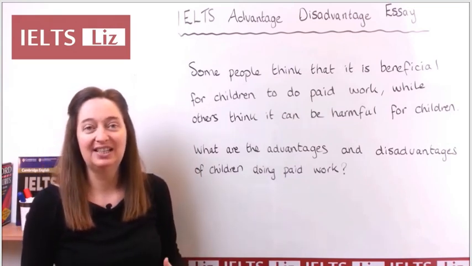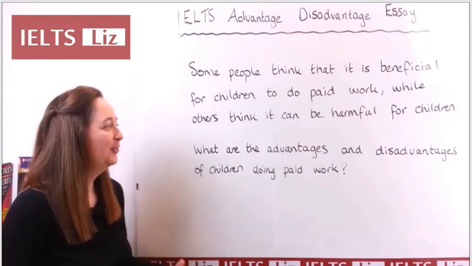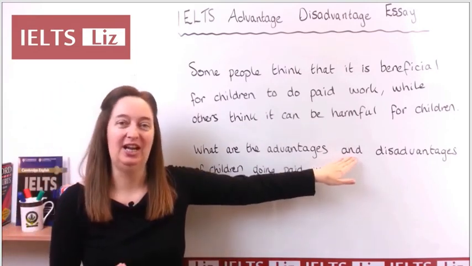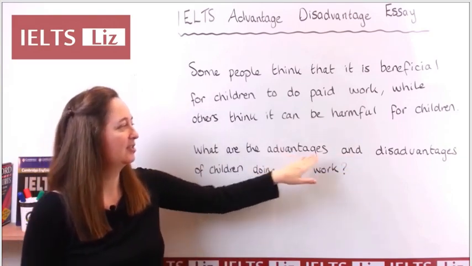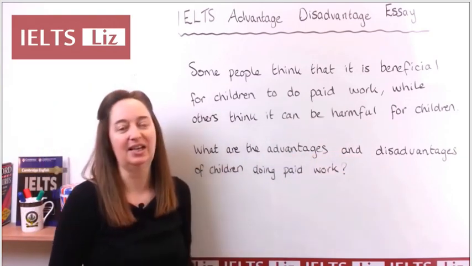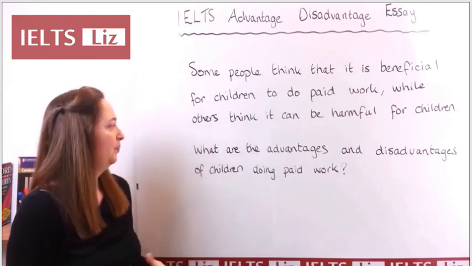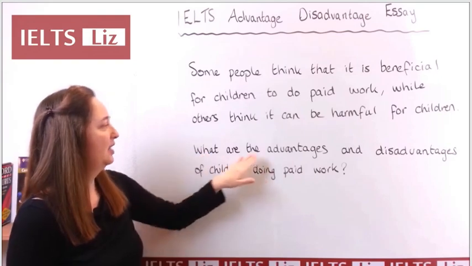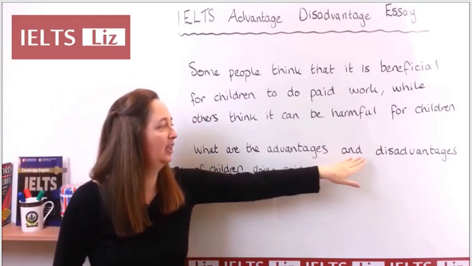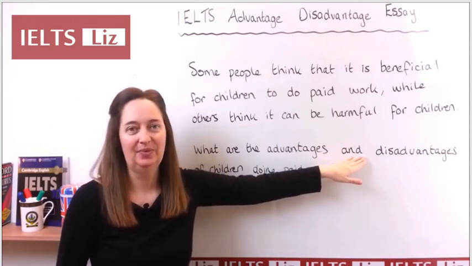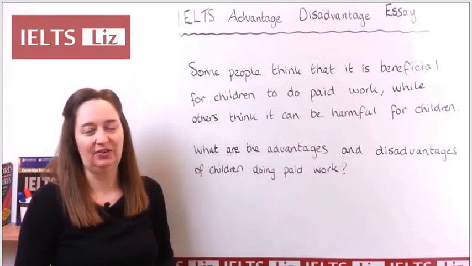I have many students asking me, should I give both the advantages and disadvantages? Well, of course, if you look, we've got the word and, which means both. So you have to give the advantages and you have to give the disadvantages. But if we look a little bit more at the instructions, what you're going to see is that they're not asking whether you agree with the advantages. It's not asking if you agree with the disadvantages. It's not asking you if the advantages are more important than the disadvantages.